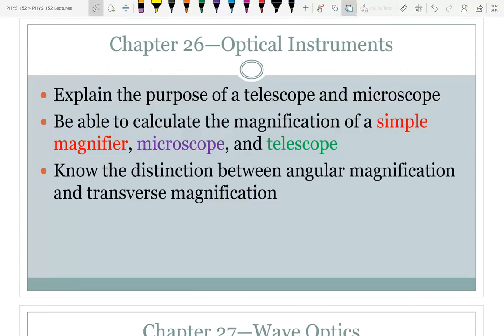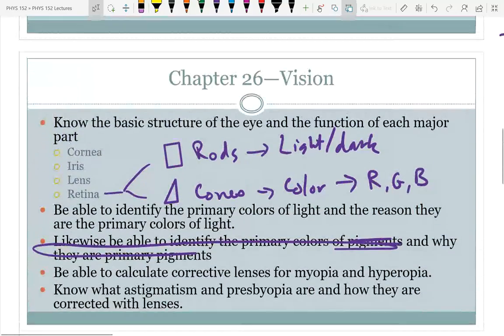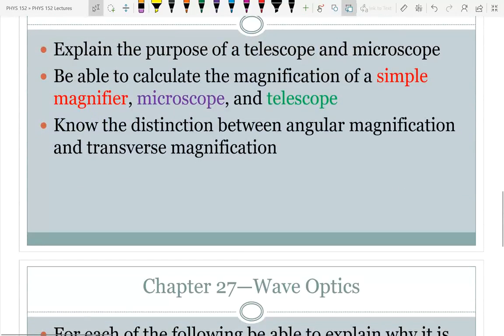Chapter 26, optical instruments. Oh, this is continuation. Okay, so chapter 26 had two pieces. You need to be able to calculate the magnification of a simple magnifier, microscope, or telescope, and to be able to work through the derivations for how we got those. Remember, the telescope was super easy, and I blanked on it in class. Hopefully that helps you remember.